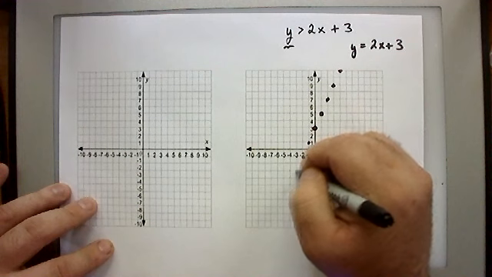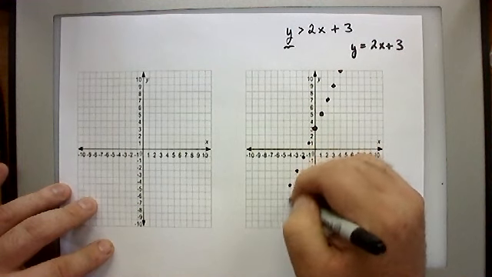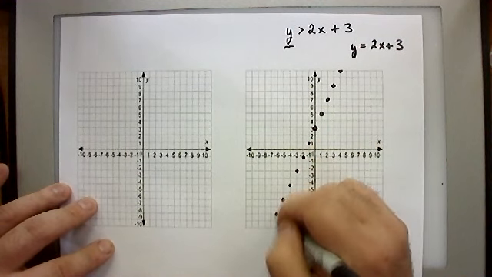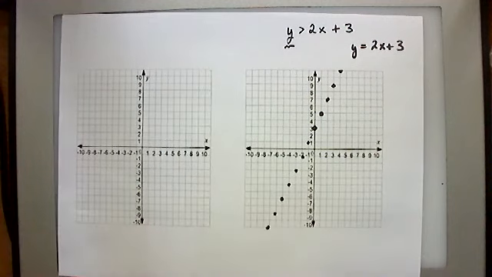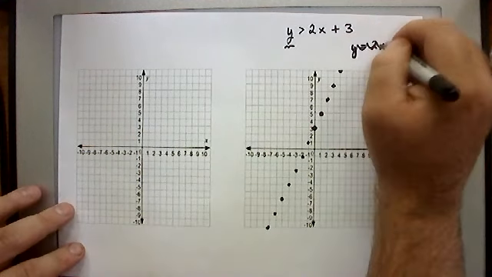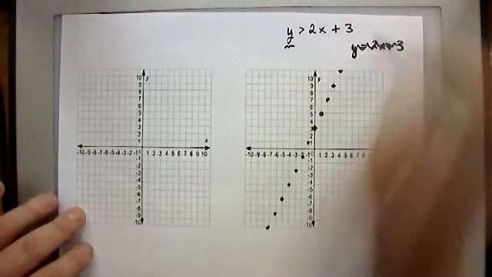If we wanted to go the other way, we would do something like this. Now, I'm not filling the line in for a reason here, but we'll get to that in a second. So that's where your line would be, right? It'd be a nice solid line right there. Y equals 2x plus 3. But here's the thing. It's not y equals 2x plus 3. It's y is greater than 2x plus 3.